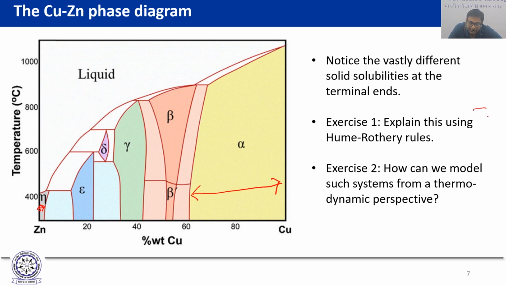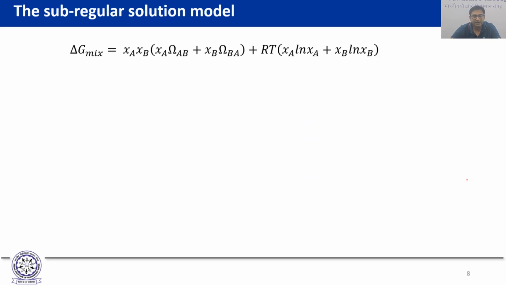Now there are a couple of things that you can try. Just pause the video and see if you can explain this type of phase diagram using Hume-Rothery rules. That's the first one. And the second thing is, as we move forward, we need to understand how we can model this type of complicated phase diagrams from a thermodynamic perspective. And that is where we introduce our next level of complexity, in the form of the subregular solution model. The subregular solution model is given by this expression. This part, obviously, you can recognize, is the configurational entropy.